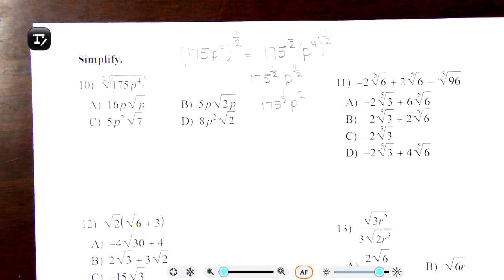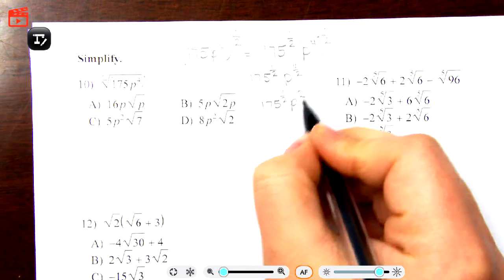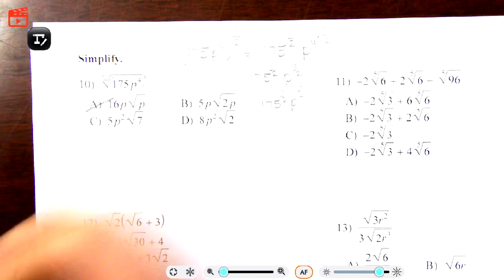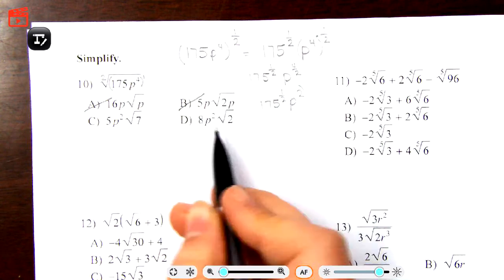Now here's the thing though. Process of elimination is great on multiple choice. I already know I have a p squared. 4 divided by 2 is 2. I have a p squared, so that one won't work. And that one won't work. Process of elimination. So now you have 2 choices.